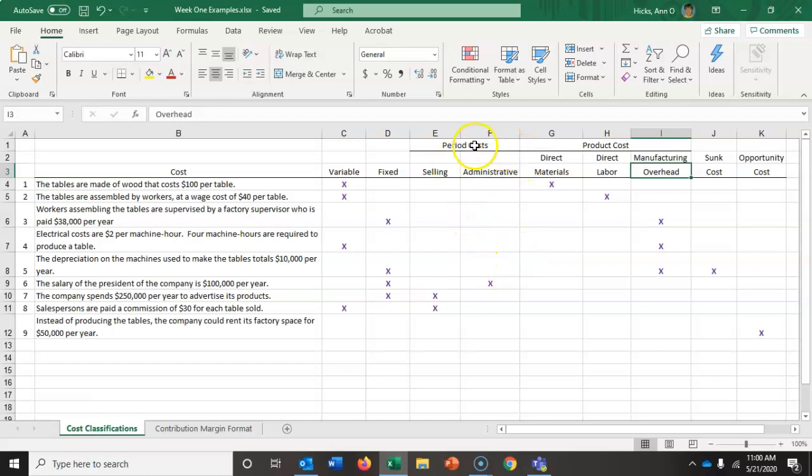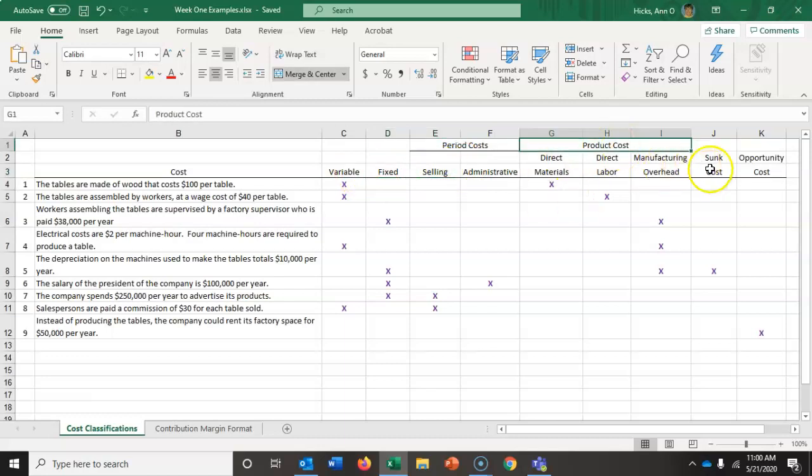Note that period costs and product costs are mutually exclusive. Selling and admin are mutually exclusive. And direct materials, direct labor, and manufacturing overhead are mutually exclusive. However, we will be able to classify costs as variable or fixed and period or product.